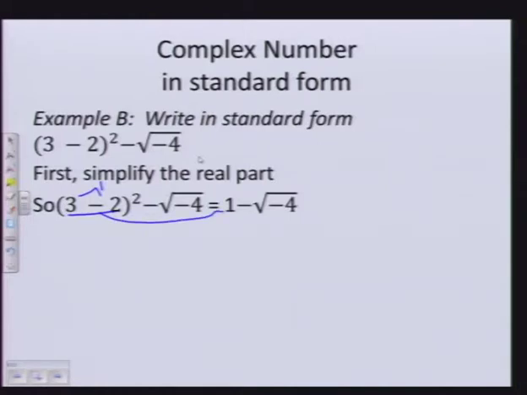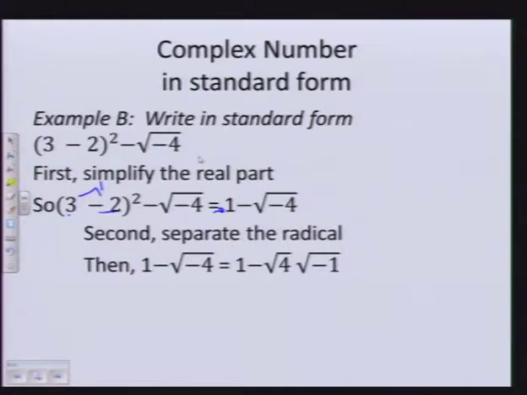So we'll pull that over here to the other side. And so we'll have 3 minus 2 quantity squared minus the square root of -4 is equal to 1 minus the square root of -4. Now, word of caution here. We've got to be careful and make sure that we bring those proper negatives forward as we just did.